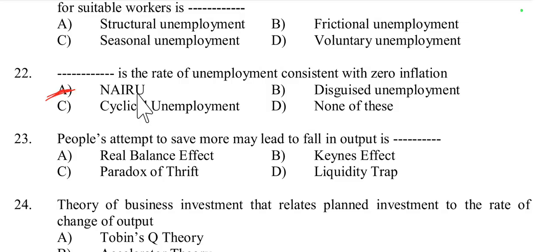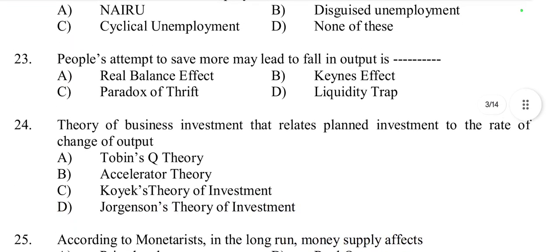It is the natural rate of unemployment where inflation is stable. So NAIRU is the rate of unemployment consistent with zero inflation. Here, it is unemployment where inflation is stable. So it is NAIRU. Then question number 23.